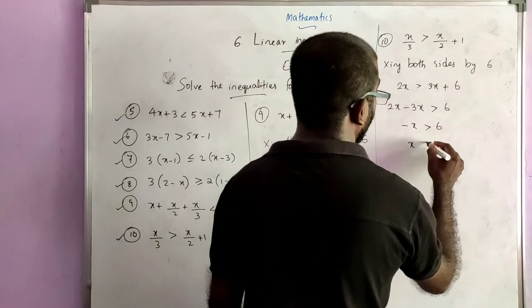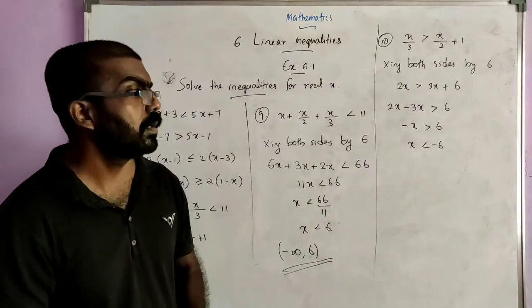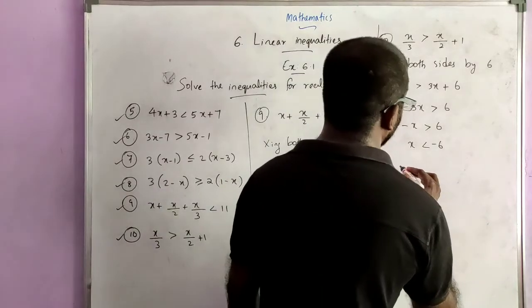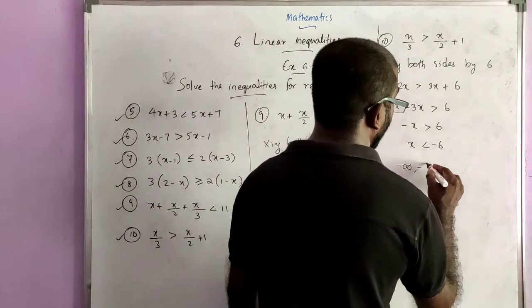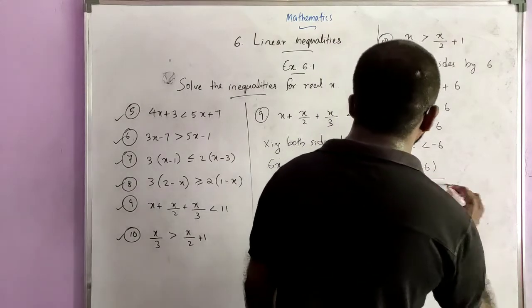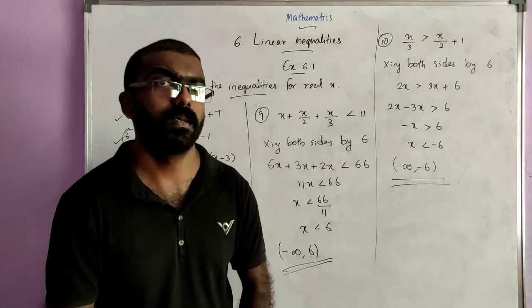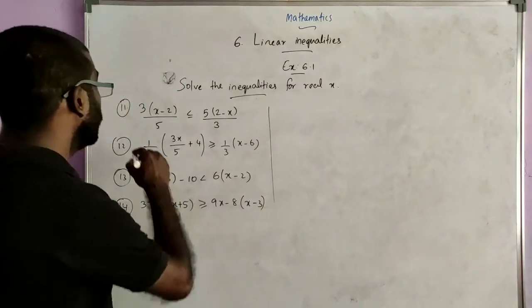Or we can write x is less than minus 6. On dividing by minus 1, the inequality is reversed. Greater than becomes less than. Therefore the solution is what? Open interval minus infinity comma minus 6. Clear? Now we move on to question number 11.